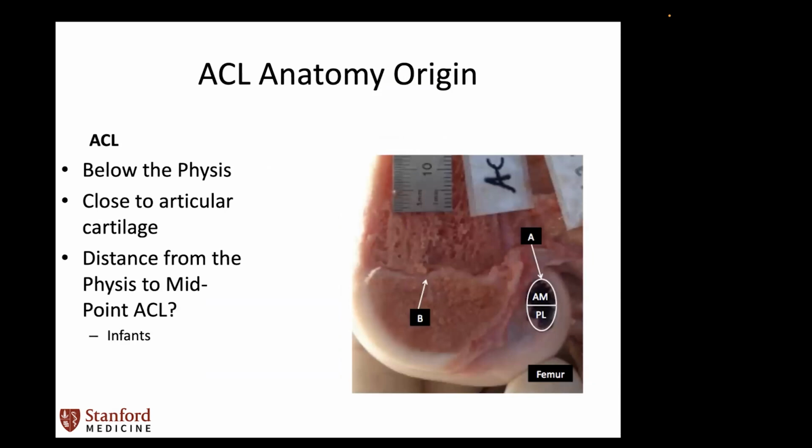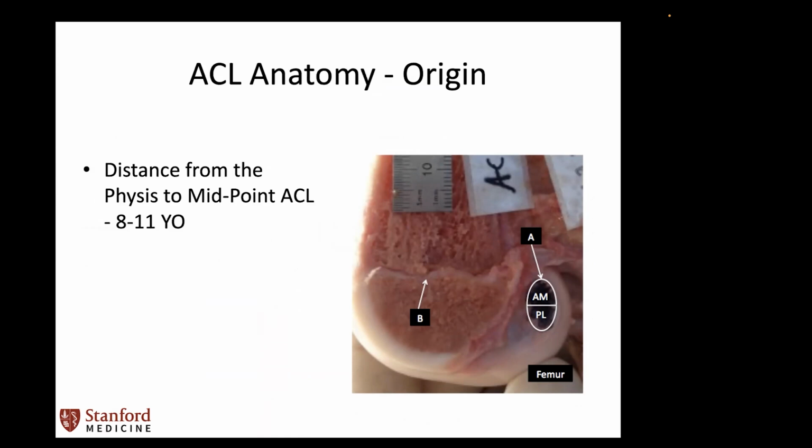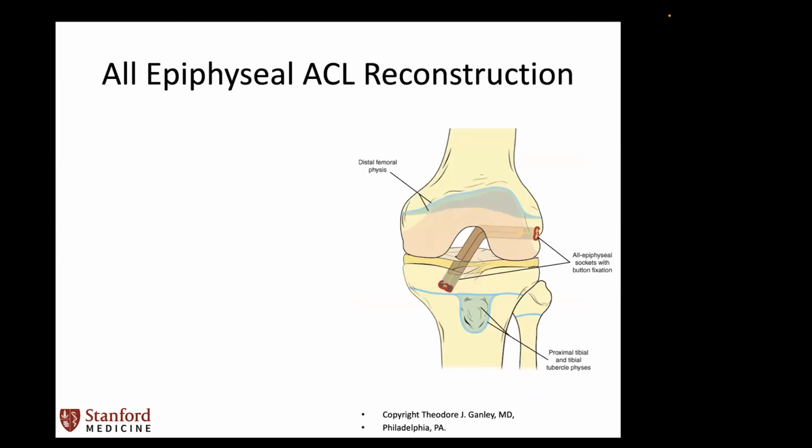We actually studied this in infants under a year of age, and we found the average distance from the center of the ACL to the physis was 6.3 millimeters. But then we looked at the 8 to 11-year-olds, and we found it was only 8 millimeters. So not a big distance, not a big safety zone. These are some of our publications on quantifying the distance with respect to age, from the center of the ACL to the center of the physis. So just to caution people that in that 8 to 11-year-old, you may be only 6 to 9 millimeters from the center of the ACL to the center of the physis. So there's not a big margin of error. We'll show some diagrams on this a little bit later.